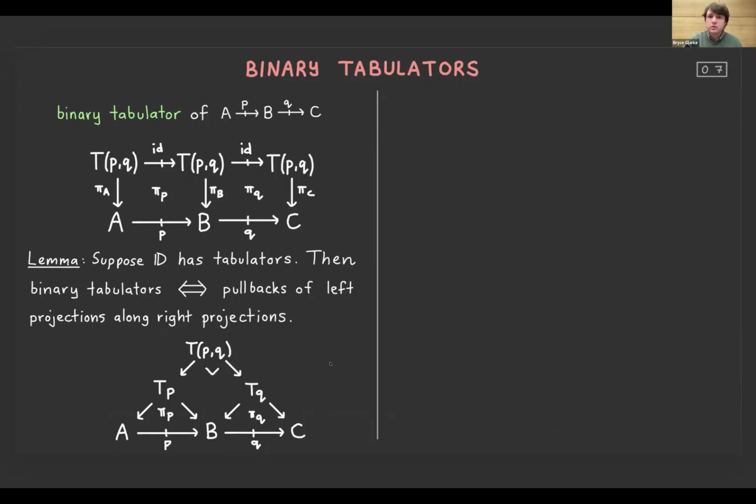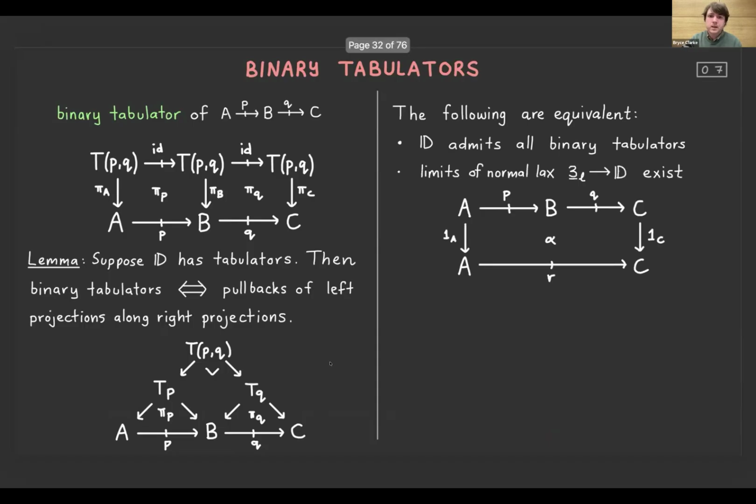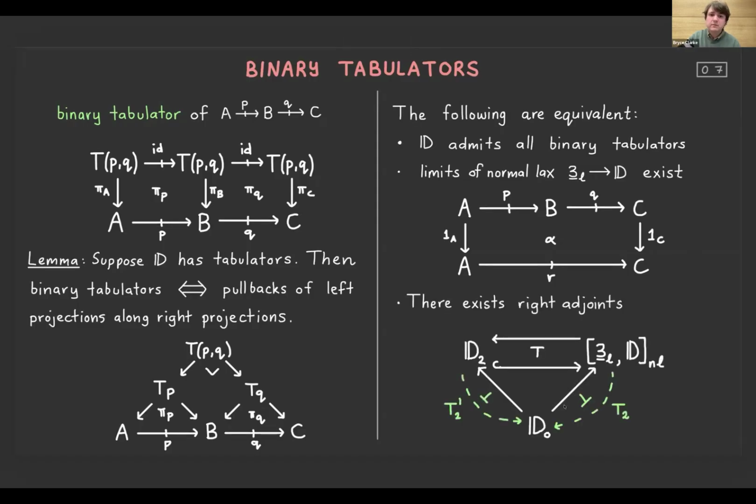Okay, and we can also say something else about binary tabulators. So the following are equivalent: D has all binary tabulators. It has limits of normal lax functors from the free composable pair of loose morphisms. Okay, and because we have normal lax, these are giving us cells like this in our double category T. So we have limits of these things. And finally, we have right adjoints. Either one of these is sufficient to imply the other.